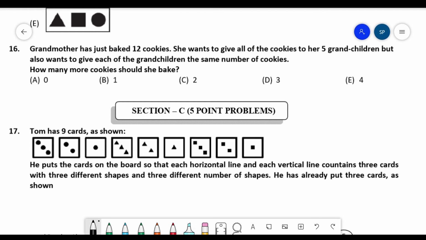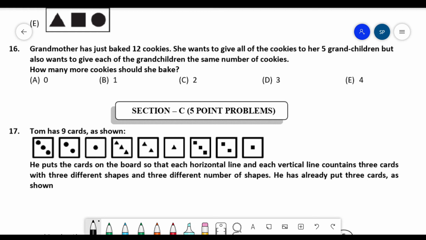Okay. So here we could do it depending on how many she wants each grandchild to have. Like if she wants each of them to have 4, she needs to bake this many. If she wants each of them to have 10, she has to bake this many. But we have options. So if we go by options, we could see that only one of the numbers would equally be split into 5. So that's what we're looking for. So let's go through our options.